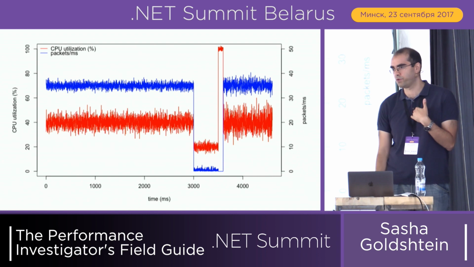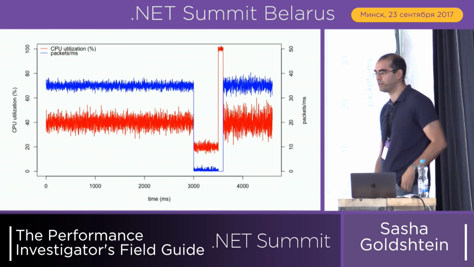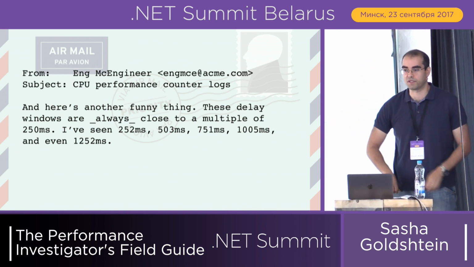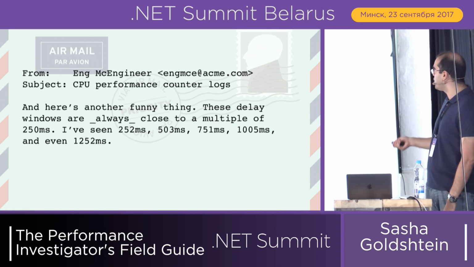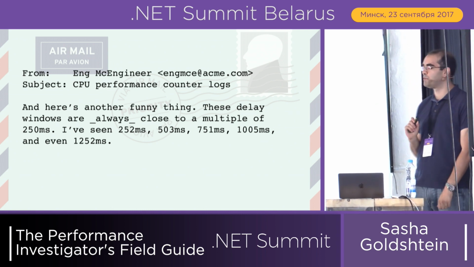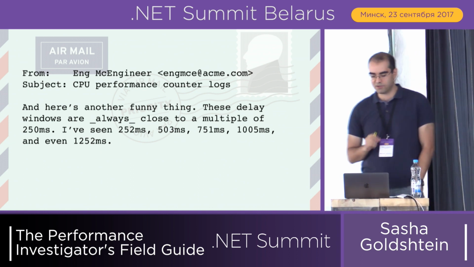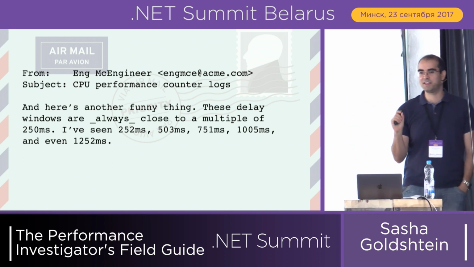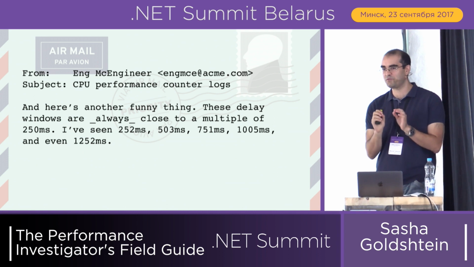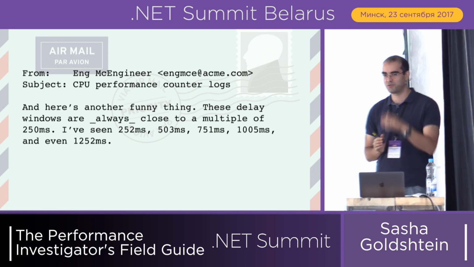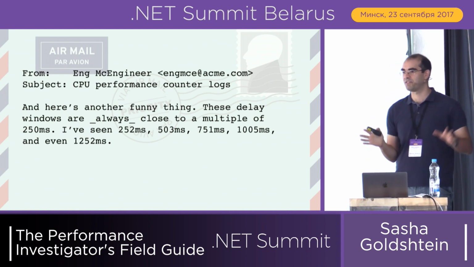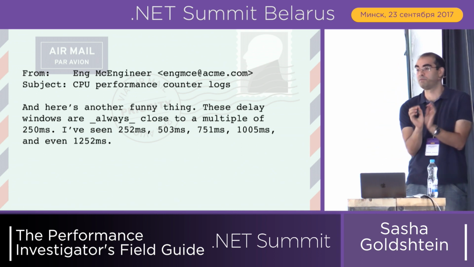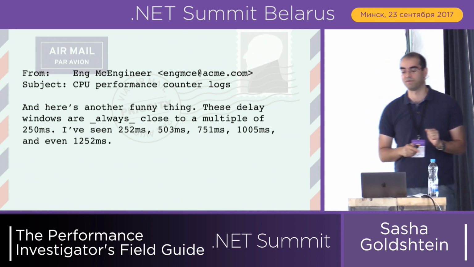And so my suspicion, of course, was also that the garbage collection had to do with this. And here's another funny thing that the engineers have noticed, which makes it a little weirder: the pauses were always close to a multiple of 250 milliseconds. So it was like 252, 503, 751. It was never just a completely random number, it was always these multiples of 250. Now try to explain that with your garbage collection theory. The garbage collector is not that deterministic, it would not always take multiples of 250 milliseconds to do something.